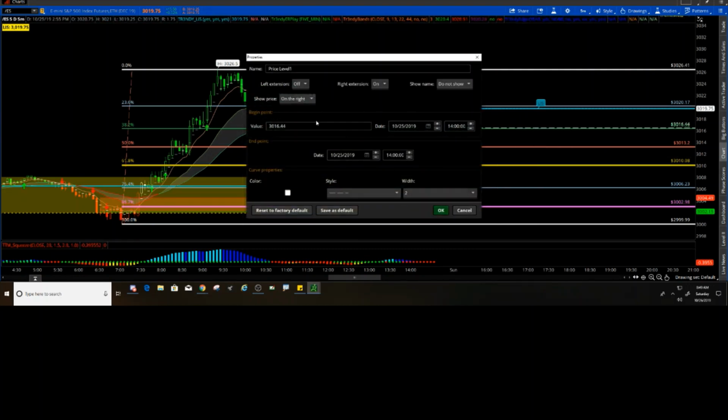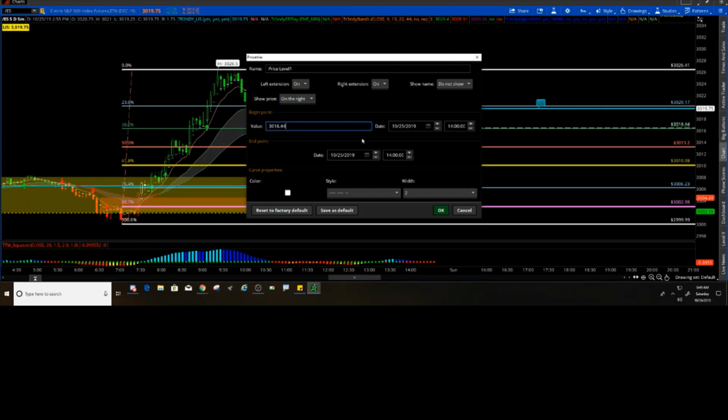If you want the target to go all the way through the left so that you can just keep it on your screen, no matter how far you go back, you always know where your target is, you're going to make sure that your left extension is on. Just want to show you what that looks like. So I'm going to turn that on. Right extension on. Show name, I don't put anything. Show price, I have on the right, but you can put it on the left as well. And then it lets you know what the value is.